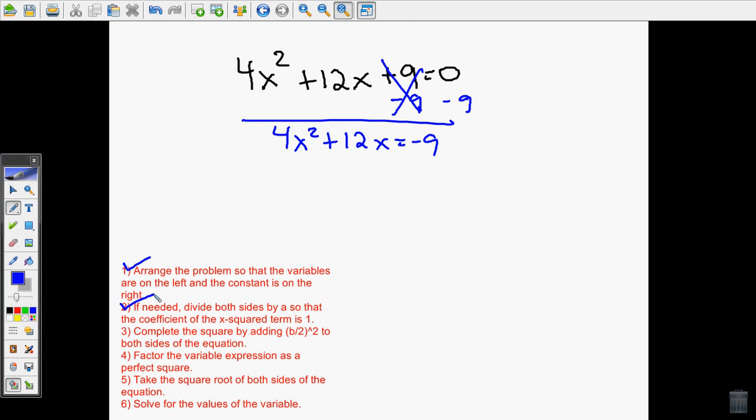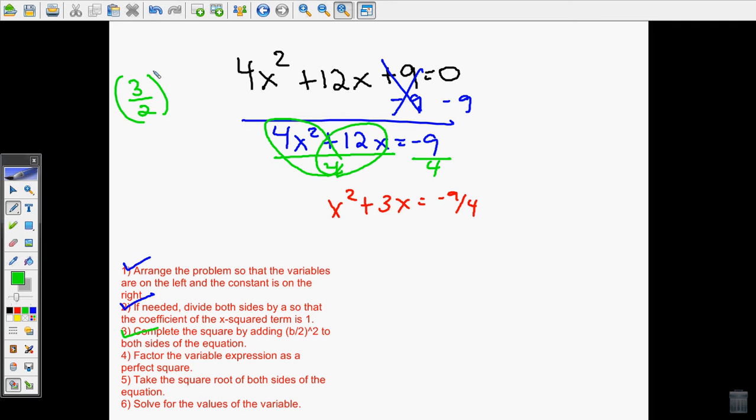Then I'm going to divide both sides by my a. So what that means here is I'm going to divide both sides by 4. But remember here, this gets divided by 4 and this gets divided by 4. So this is going to end up being x squared plus 3x is equal to negative 9 over 4, which if you want to write that as a decimal, you can. And then I'm going to complete the square by adding b over 2 squared. So our b is 3. So 3 over 2 squared is 9 over 4.